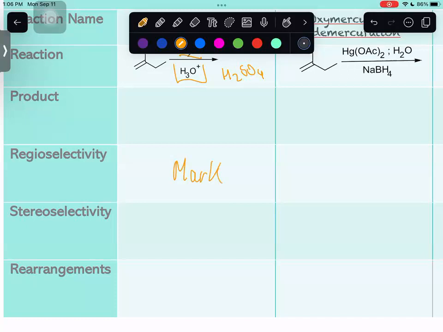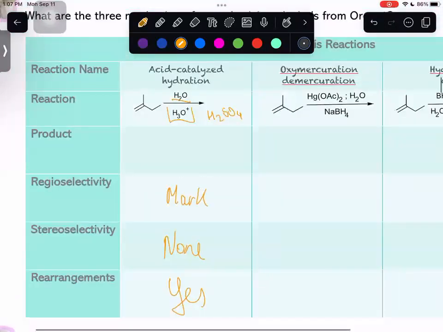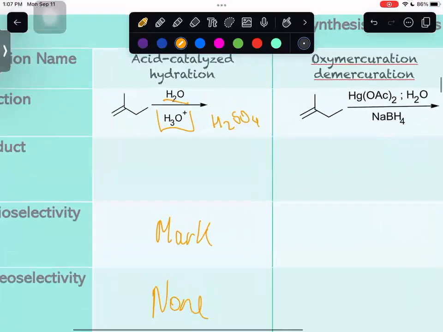Now, what about stereoselectivity? It doesn't matter because we don't have a preference for this reaction, so there's none. Okay, rearrangements. Yes, ring expansion, that's one of them. What are the other two types? Hydrogen and alkyl shifts. There's one. Beautiful, you guys got it. So yes, you have rearrangements. Okay, let's talk about the product in this case.